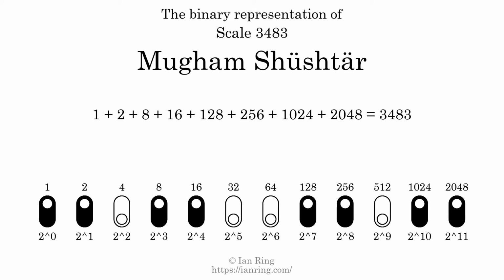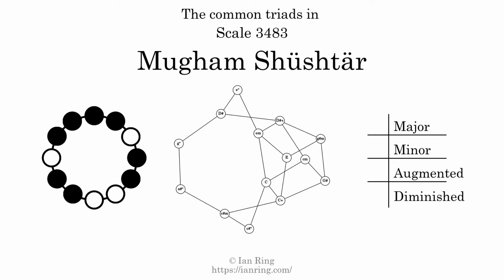3483. The scale number not only enumerates the scale with a unique index, but it also literally describes the tonal content of the scale. Represented as a binary number in base 2, the scale number is 11011001111. Here are the common triads present in this scale.